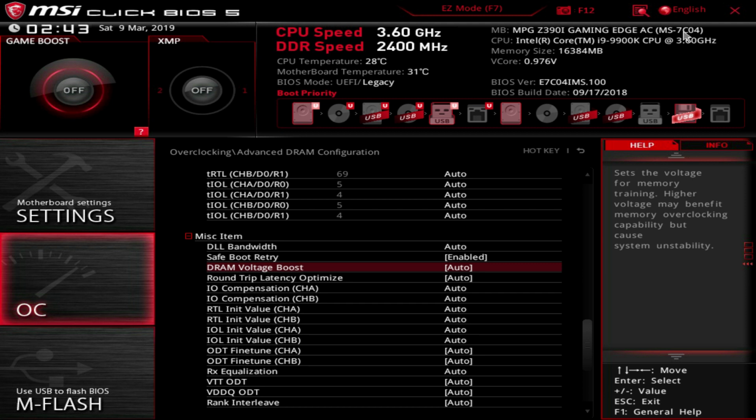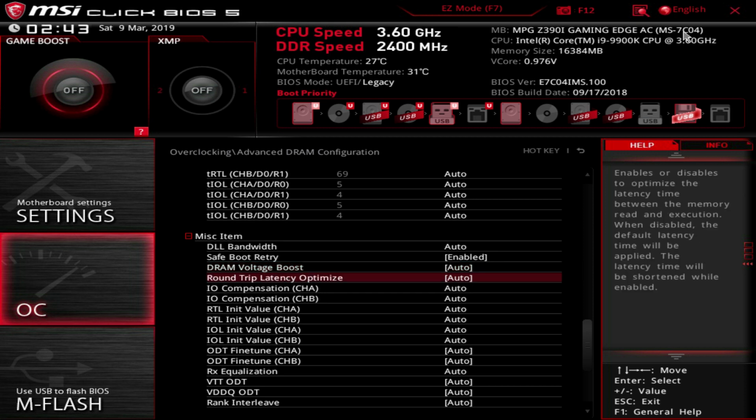I've not yet had to do anything like that with this board, mostly because this doesn't have VTT DDR, so I can't go all the way to 2 volts anyway. So, you know, who knows? Maybe it would do it if I had a memory kit that would tolerate higher voltages.